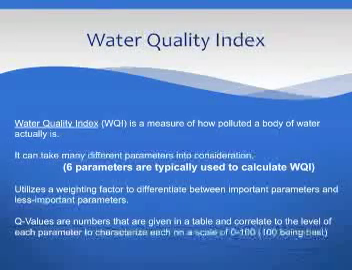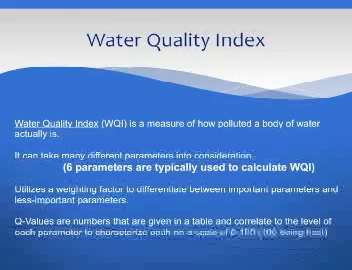So how do we quantify how good our water is based on the parameters that we just learned how to test for? Well, one way to do this is the Water Quality Index. It's a measure of how polluted a body of water actually is. Now, it can take many different parameters into consideration, but 6 is usually the minimum, and usually what we use to calculate the WQI.